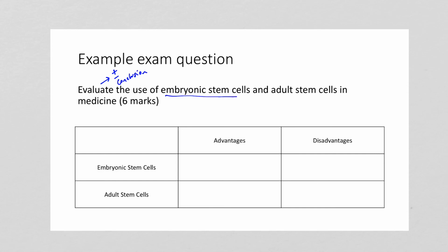I need to talk about embryonic stem cells and adult stem cells. A number of people who get a question like this are going to say, I'm just going to talk about embryonic stem cells, or I'm just going to talk about adult stem cells. You're not going to get full marks. So make yourself a little table like this. Have a think to yourself right now. Pause the video. What are the advantages that I could put in for embryonic and adult stem cells? What are the disadvantages I could put in?